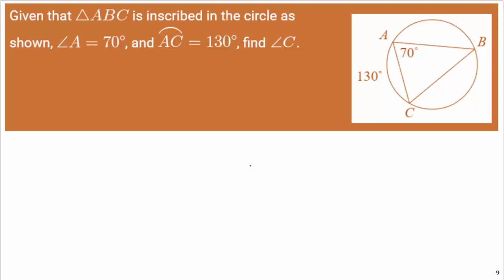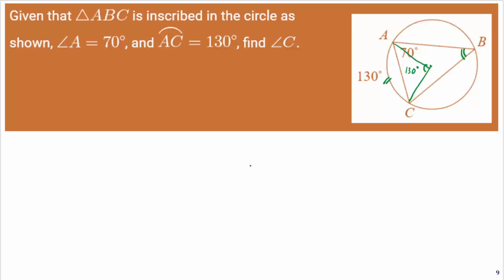Any ideas? Okay. Arc AC is 130 degrees. That means if suppose this is the center of the circle, then this angle here is 130 degrees, right? So if you consider the arc AC, angle B is inscribed in arc AC, right? Therefore, we know this angle must be half of this central angle here, or you could directly consider this as angle B is half of the arc AC.